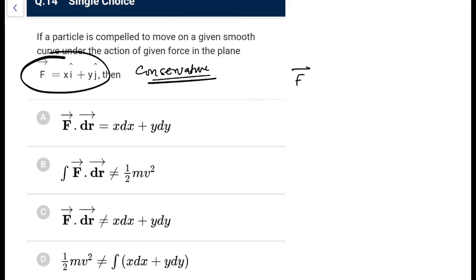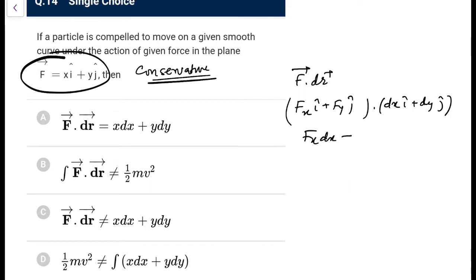So what would be f dot dr? Typically you write it as fxi cap plus fyj cap dot dr. Dr is basically dxi cap plus dyj cap if you have an xy plane. So it would be fx dx plus fy dy. So putting it here, it will become x dx plus y dy. You can do it like this for this conservative force, because the work depends only on the net displacement, not on the path. So that's why you can do it.